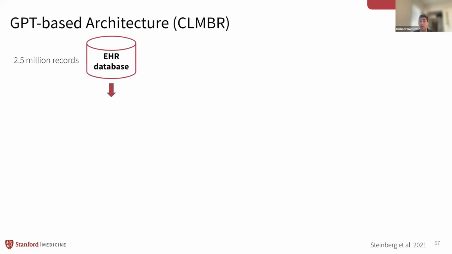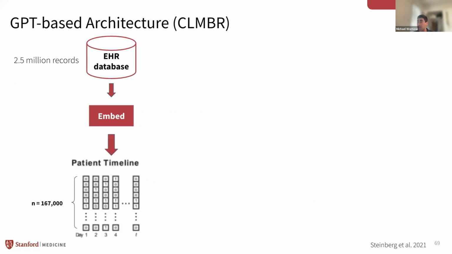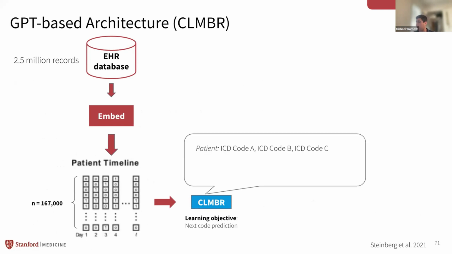And so here is how a GPT-based architecture would work for EHRs. Specifically with Climber, what they did was they took an EHR database of about 2.5 million patients. They embedded them using the process that I described previously. They fed these embeddings through Climber, and they used the next token prediction objective. Basically how this works is, again, we have our patient timeline. We're going to mask out the last code in the timeline. We're going to ask Climber, hey, which code do you think comes next in this timeline? It's going to make a prediction, and then hopefully it gets the right code. And if not, then we penalize the model, and that's how it learns.